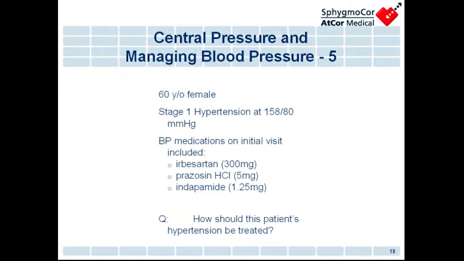So, case number 5, and then I think we're going to stop, is a 60-year-old female with a blood pressure of 158/80. Initial medications include irbesartan, prazosin, and indapamide. I have to say, in my own practice, I use very little prazosin. If I'm going to use an alpha blocker, I'm going to use something that's even a little longer acting, such as doxazosin. But again, that's a third or fourth line drug. How should this patient's hypertension be treated? Well, let's see what the central pressures look like.